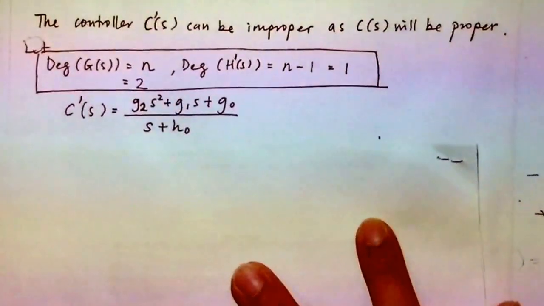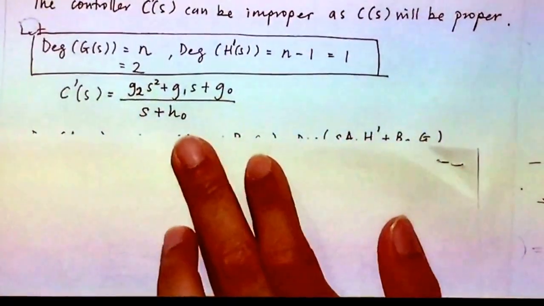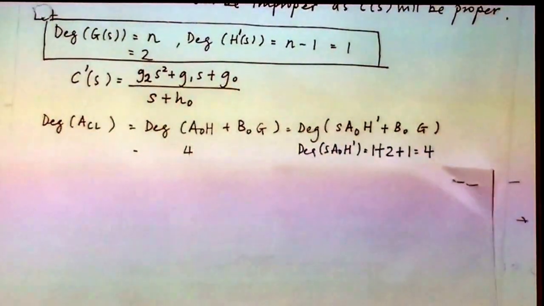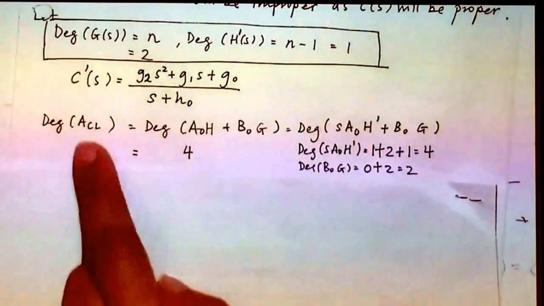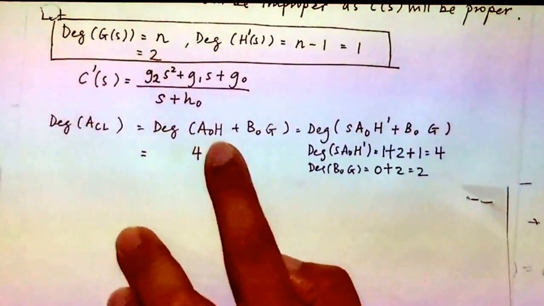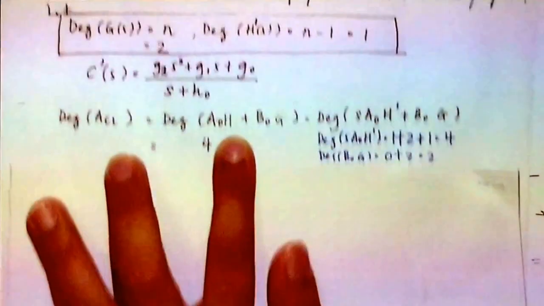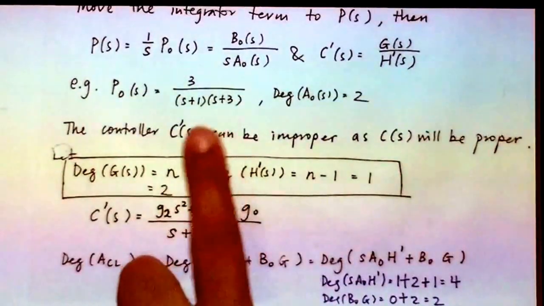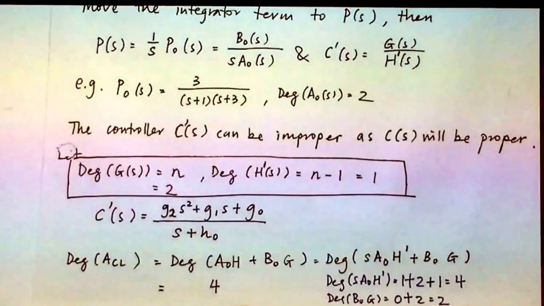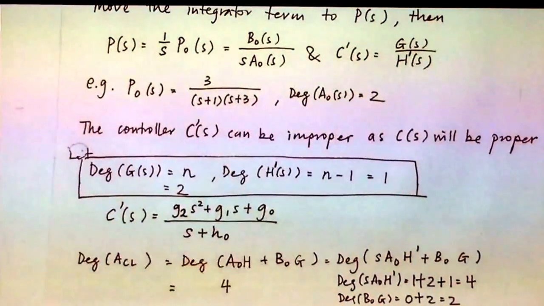Alright, so if you notice, the order of G is 2, the order of H is 1. Okay, as we said before, you find out what's the order of ACL. It's 4, because A naught will have order 3, because there's an integrator over there. Then H will have order 1 more, so it's 4.